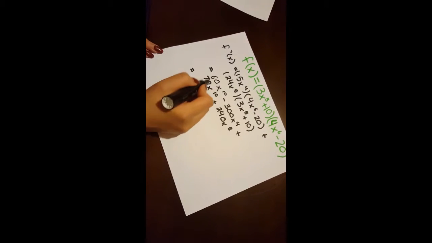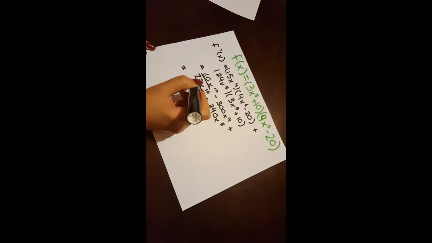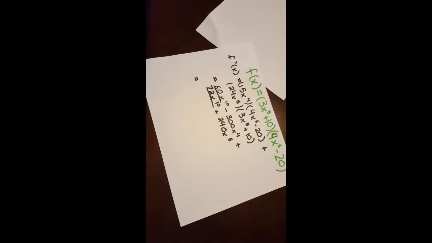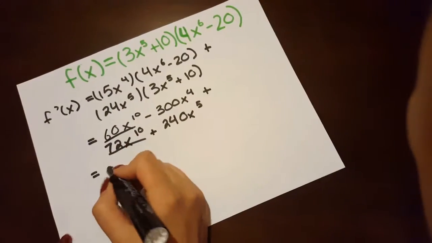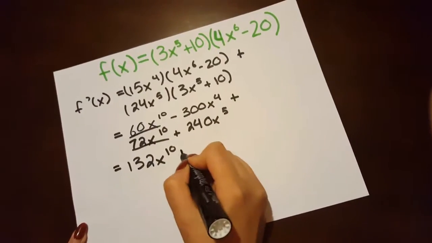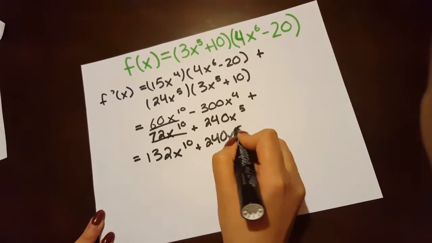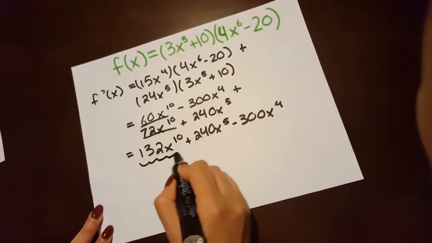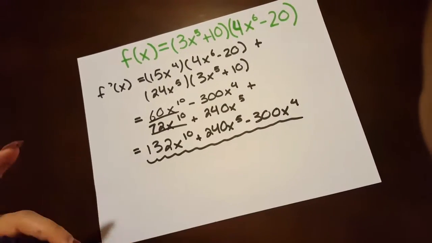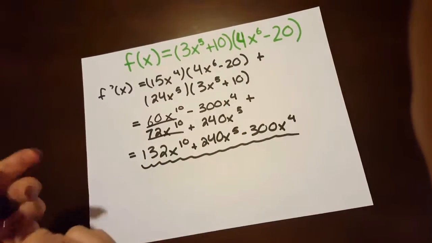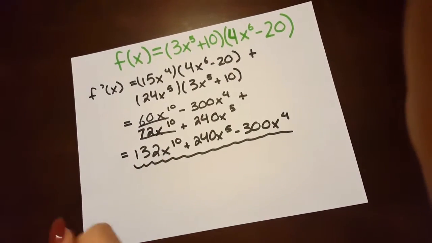So now we have to collect like terms, so 60 plus 72, that would be 132, I think. Wait, let me double check that. Pause it. So yeah, I was right. It's 132 x to the power of 10 plus 240 x to the power of 5 minus 300 x to the power of 4. See, this is the derivative. It's seemingly long, and it uses bigger numbers, but we arrived at it using the product rule, which is the same in every situation.